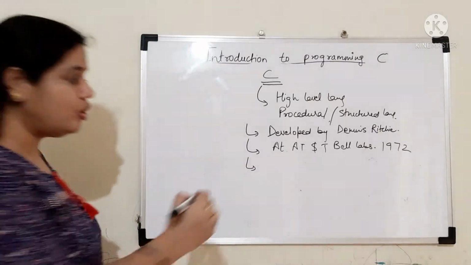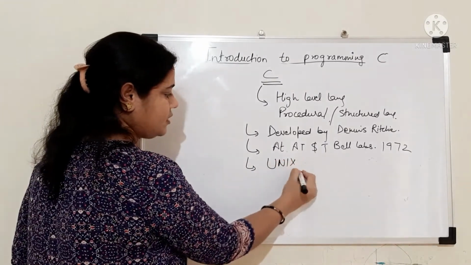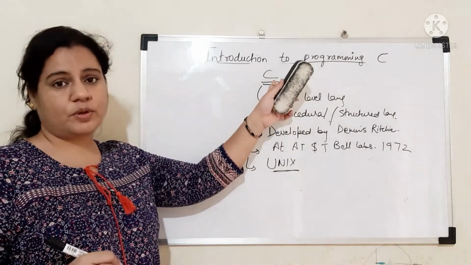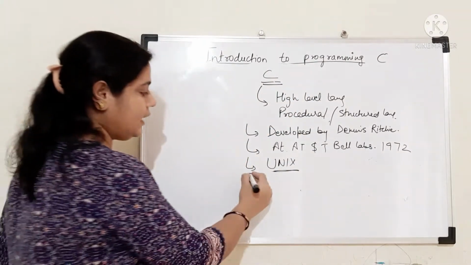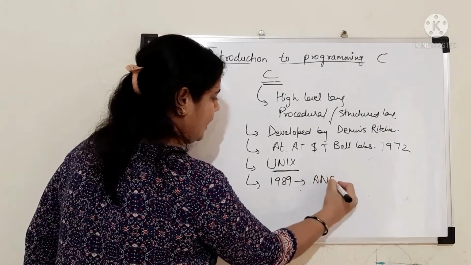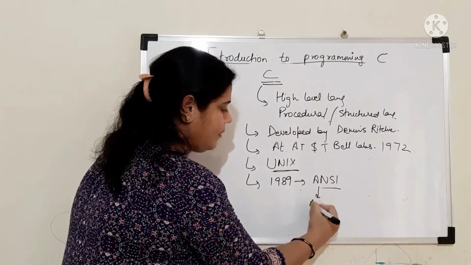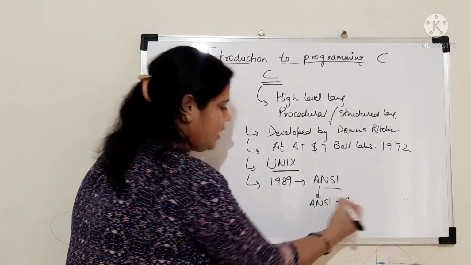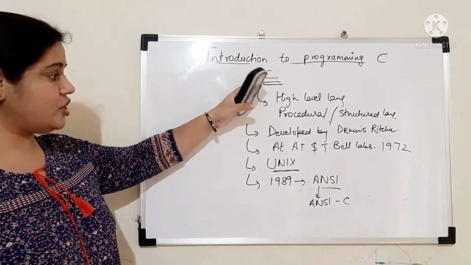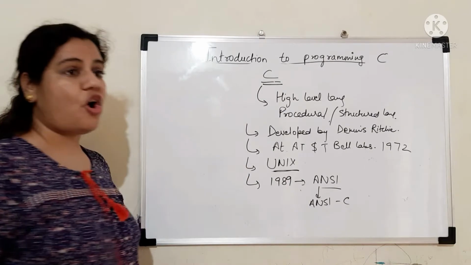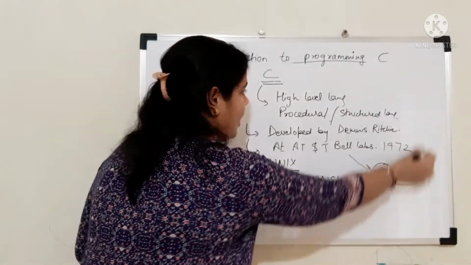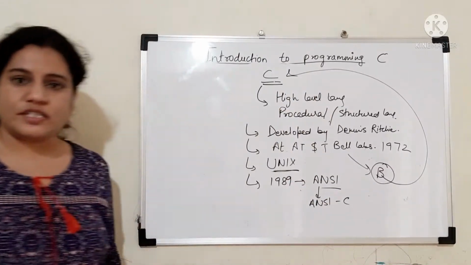Have you heard about the Unix operating system? It's a very strong operating system which is totally written in the C programming language. In 1989, C was standardized by ANSI, and after that it became ANSI-C. C is the successor of the B language. Before C, the B language was developed, and after that, C was developed.